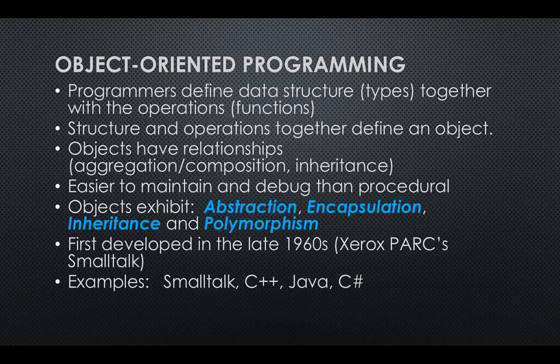Object-oriented programs were first developed in the late 1960s. There was an organization within Xerox called the Palo Alto Research Center in Palo Alto, California. So that's known as Xerox PARC. And Xerox PARC invented the first object-oriented language, Smalltalk. After Smalltalk, we've seen a number of object-oriented languages come along. Smalltalk, C++, Java, C#, Python. These are all examples of object-oriented programming.